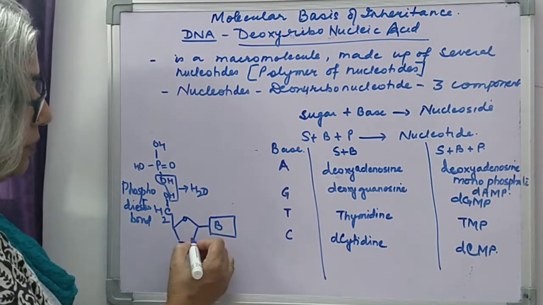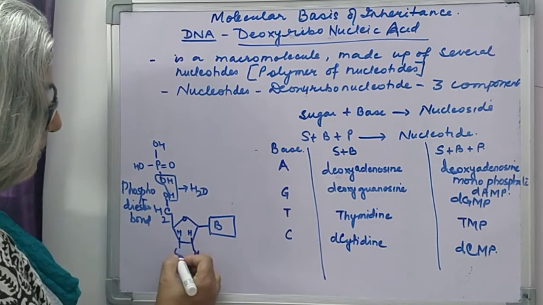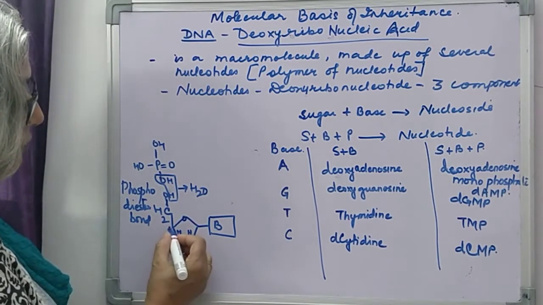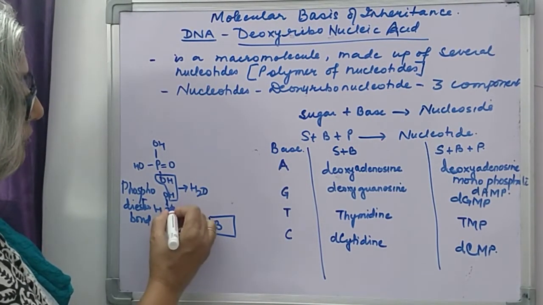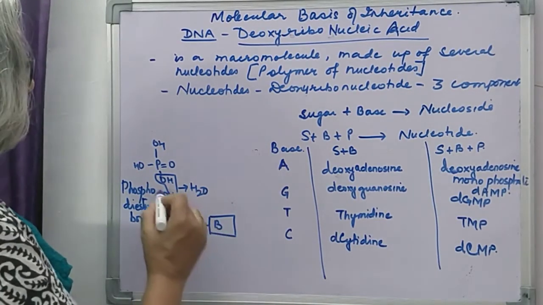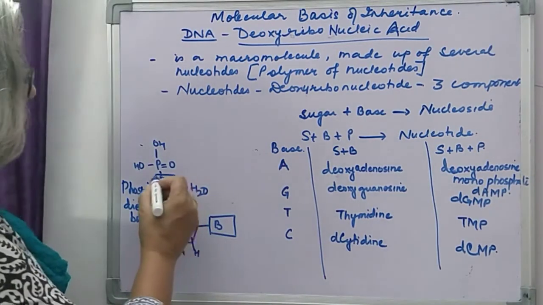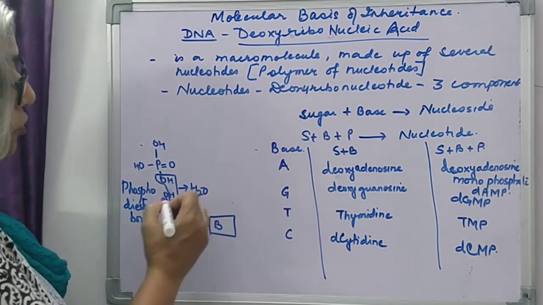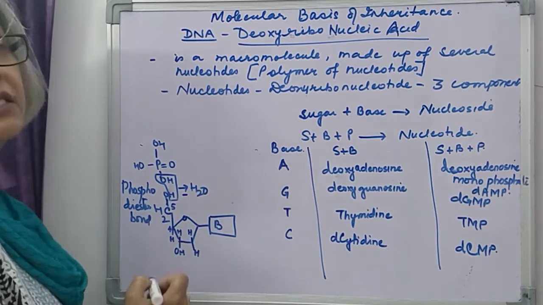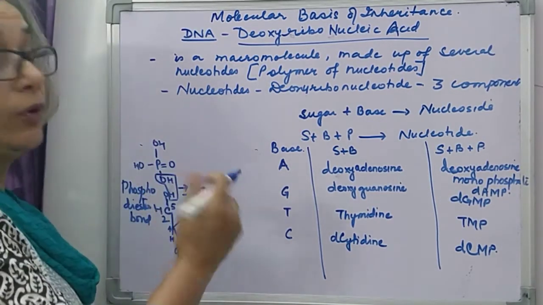This combines with base. This is the second carbon. This is the third carbon. This is the fourth carbon, and this is the fifth carbon of the sugar. This is sugar. This is base, and this is phosphate group. So one molecule of water is removed and a phosphodiester bond is formed. So this is the formation of one nucleotide.